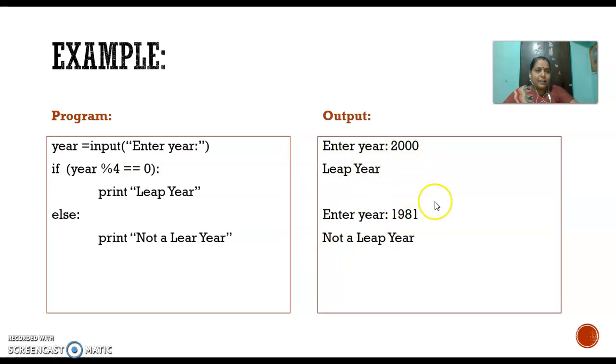In the next iteration, I am entering the year as 1981. So 1981 is not a leap year. So if 1981 mod 4 is equal to 0, this is not equal to 0. Hence, this statement will return a false value. Hence, this statement is ignored and the else statement is executed. So in the else block, it is printing not a leap year. So not a leap year has been printed.